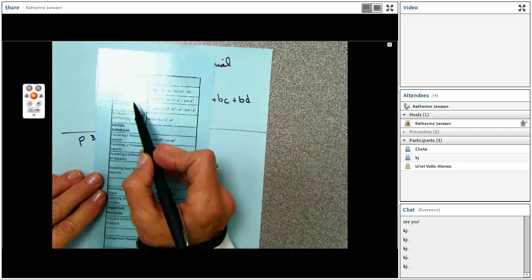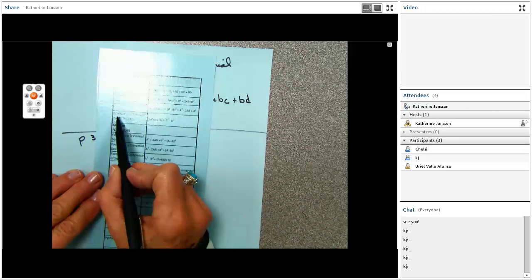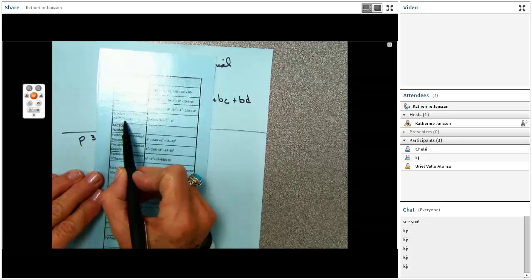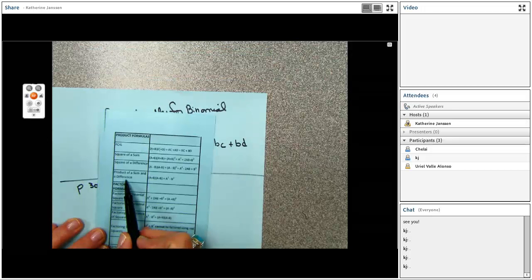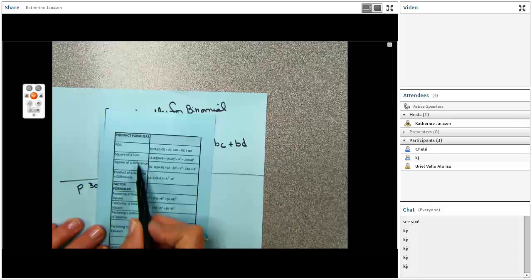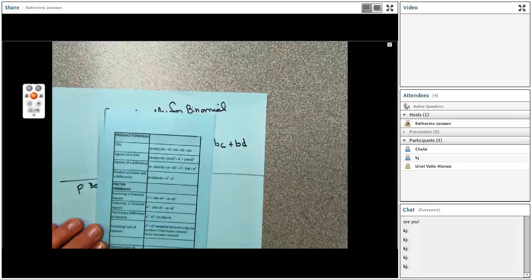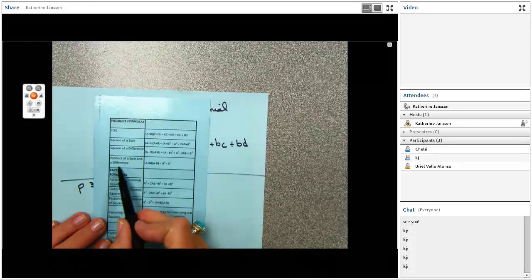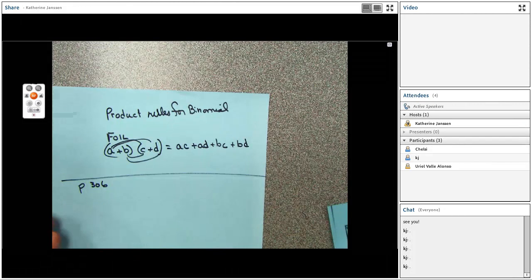We can have the square of a sum, the square of a difference, or the product of a sum and a difference. So we have 4 special product rules for a binomial times a binomial. So let's look at the product of a sum and a difference first, which is on page 306.